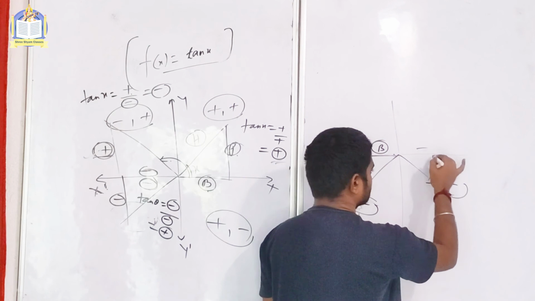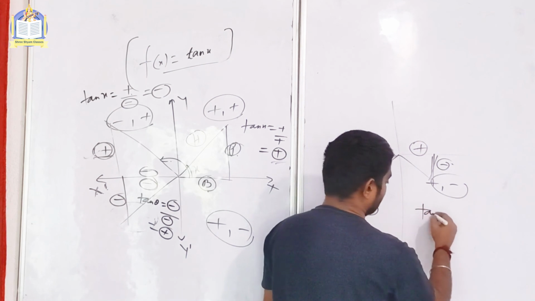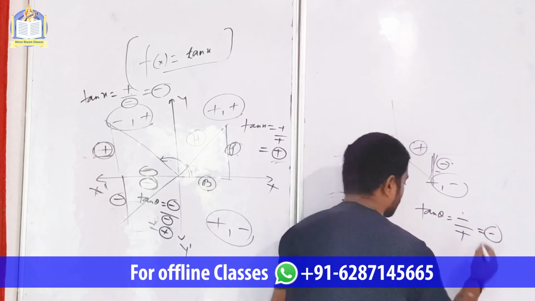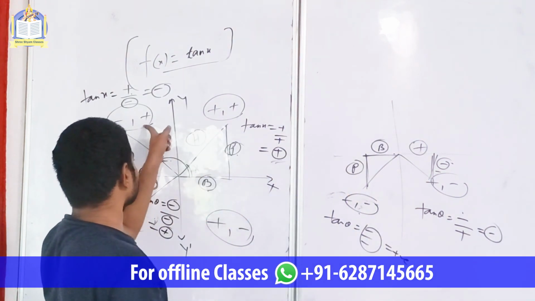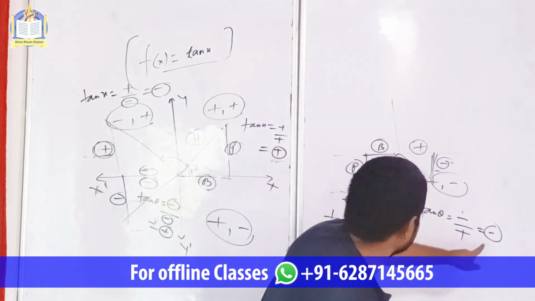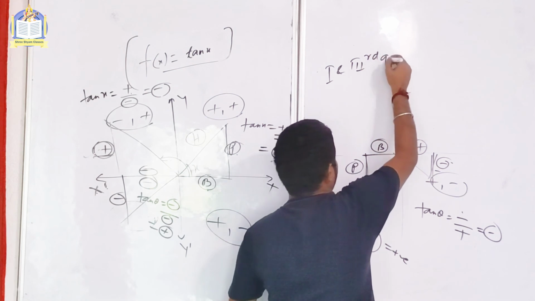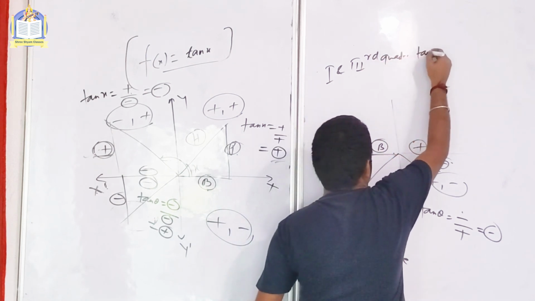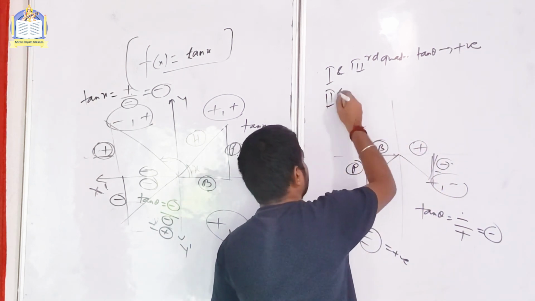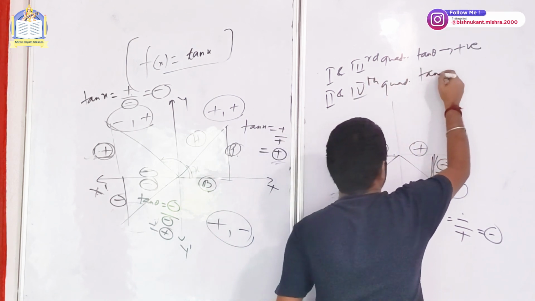In the fourth quadrant x is positive and y is negative. So tan theta is p by b, where p is negative and b is positive, so negative by positive gives a negative result. So in the first quadrant tan theta is positive, in the second quadrant it is negative, in the third quadrant it is positive, and in the fourth quadrant it is negative. So here we conclude: in the first and third quadrants tan theta gives a positive result, but in the second and fourth quadrants tan theta gives a negative result.